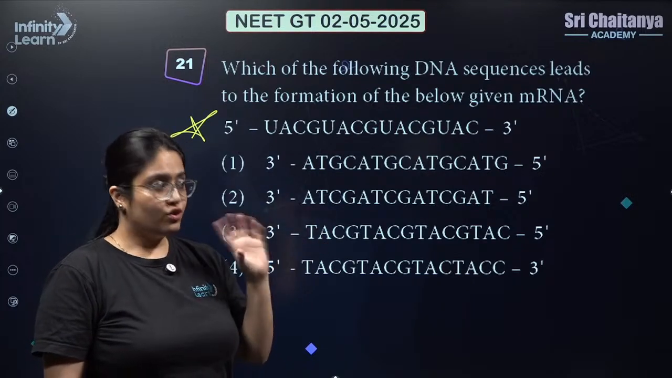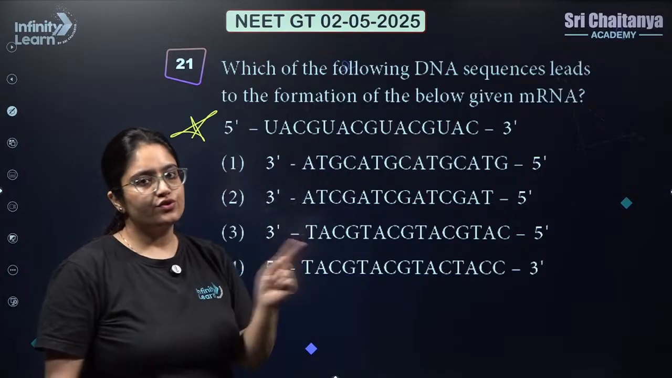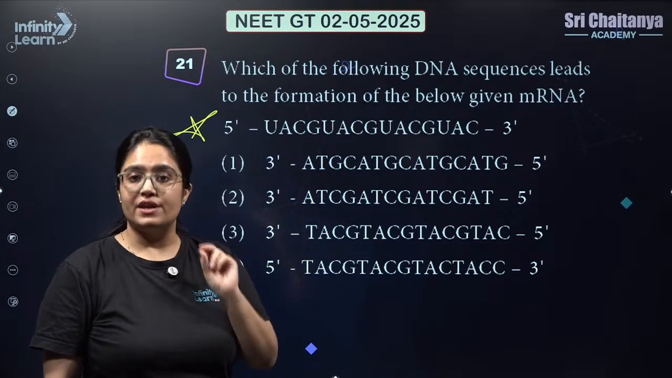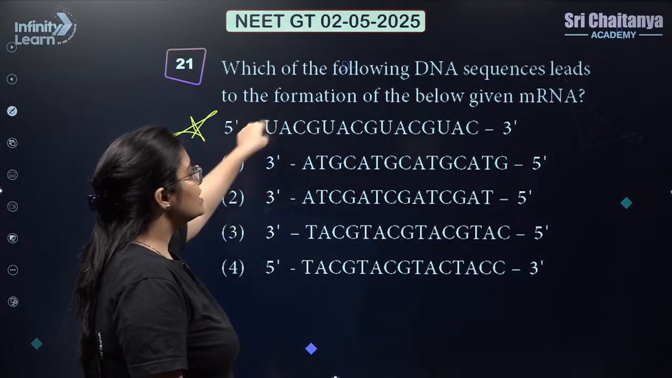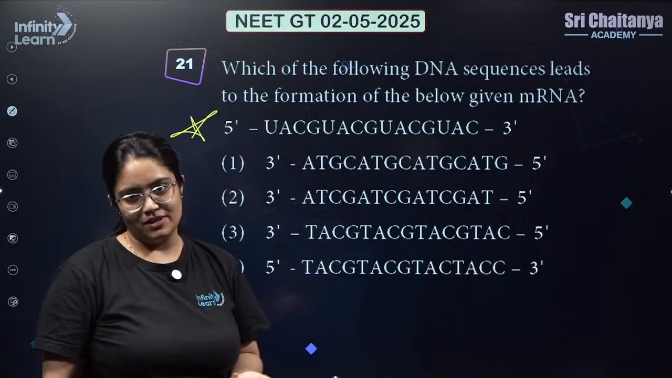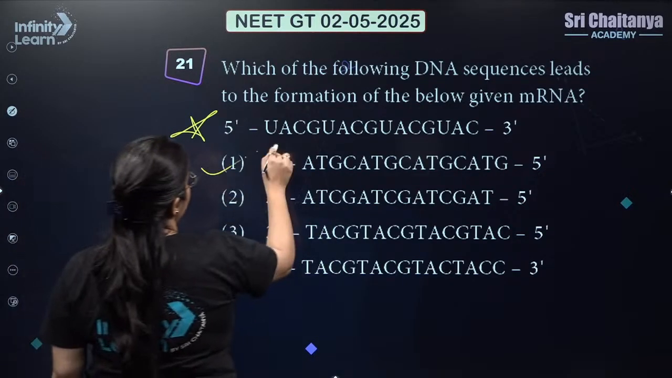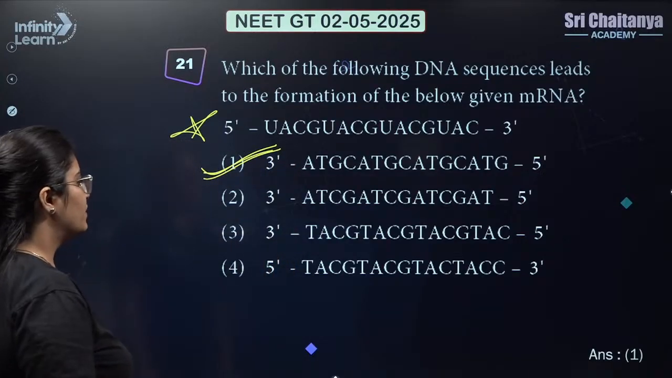And you have to know three things here. First, the polarity of the template strand is going to be 3' to 5'. Second, you have to use the complementary base pairing rule. And third, in mRNA you will see uracil, but in DNA instead of uracil you will have thymine. If you know these three things, easily you can get the answer. One is the right answer here.